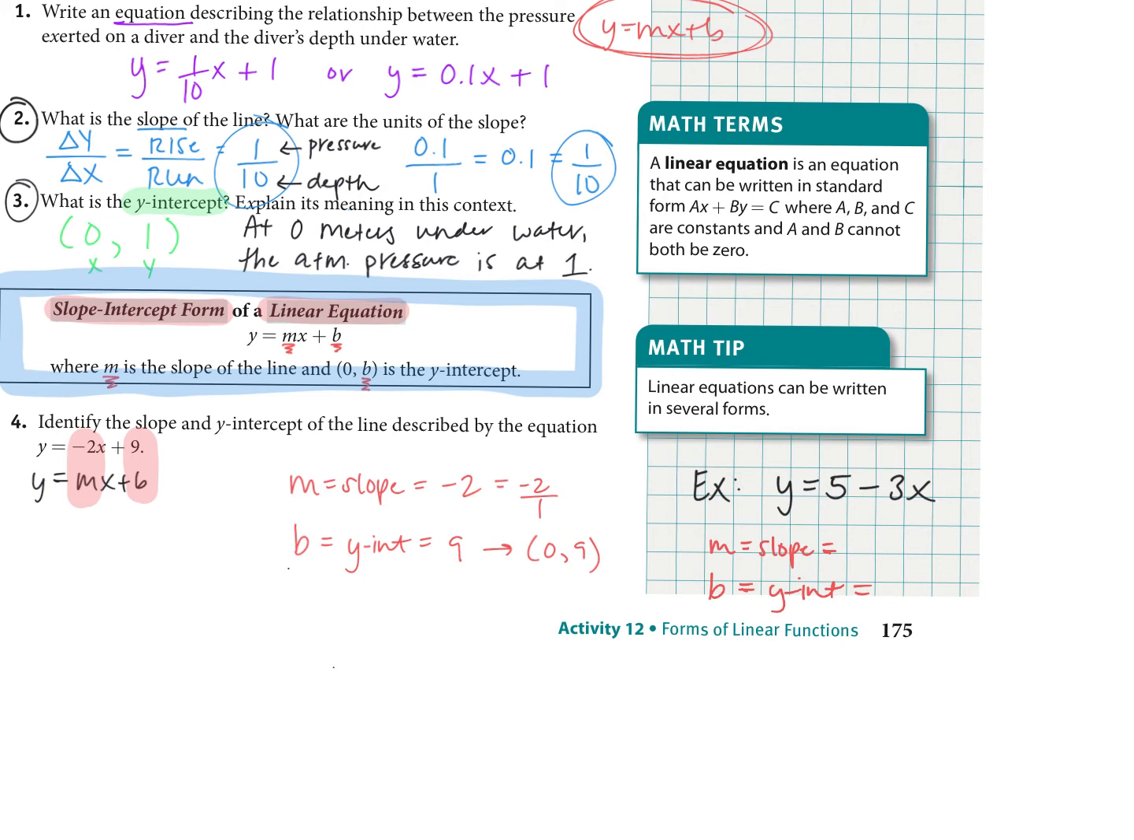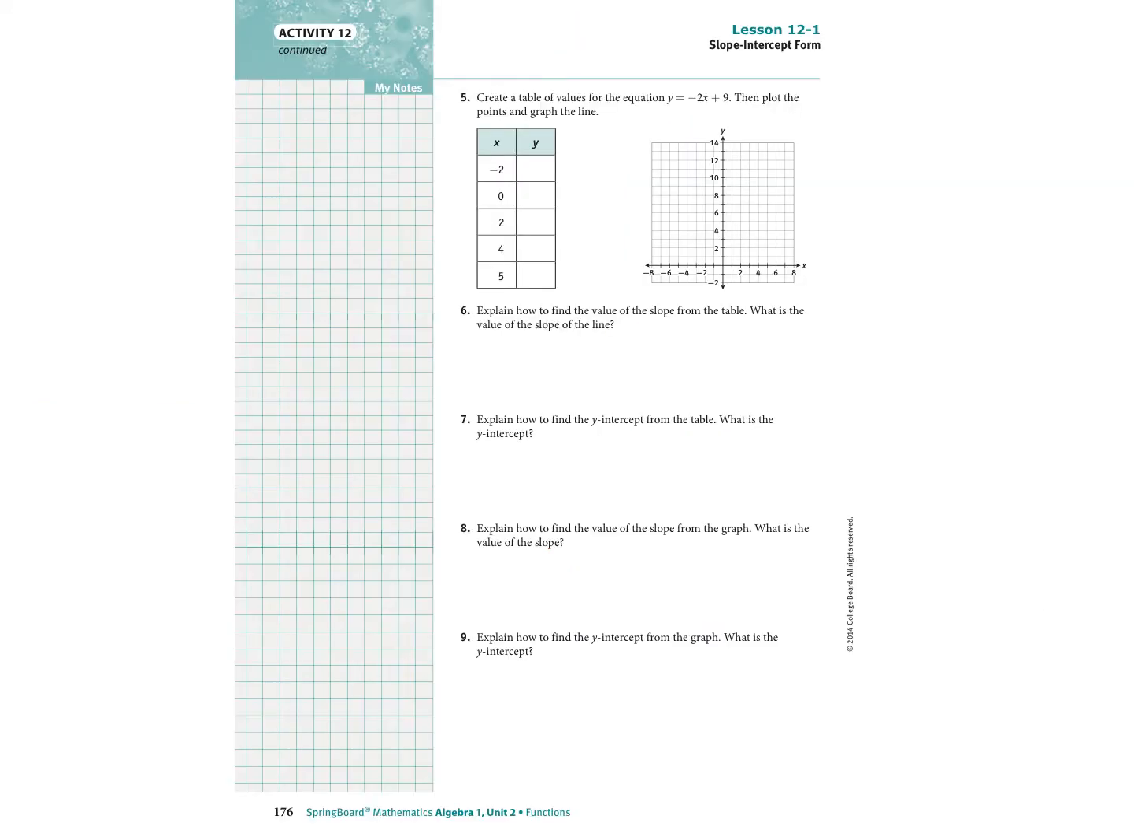All right, hopefully you didn't get tricked on this. Our slope this time is going to be -3 because remember, we're looking for the number in front of x. And our y-intercept is going to be 5. So remember, we could also write that as (0, 5). Let's go on to our next page and look at example number 5.